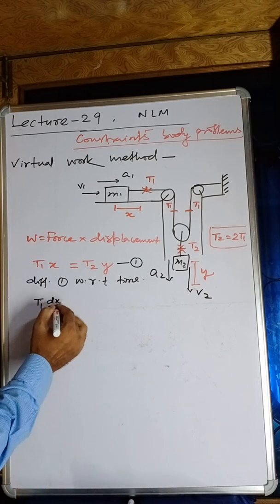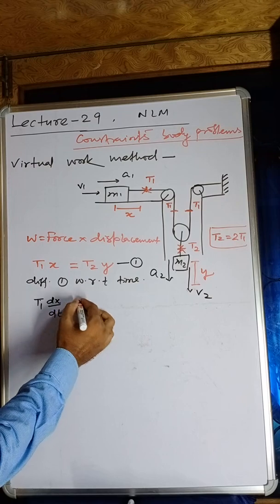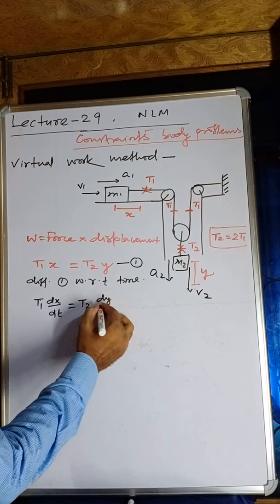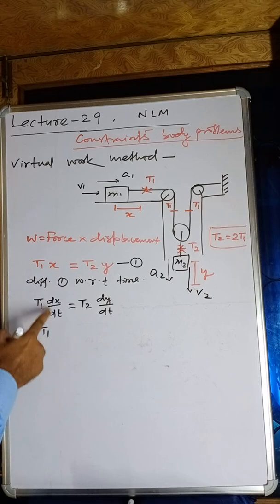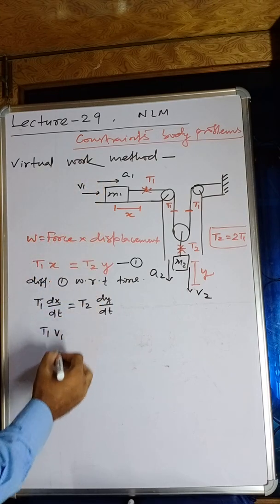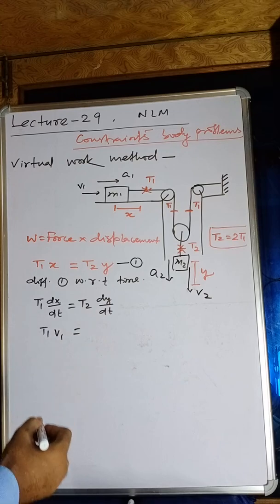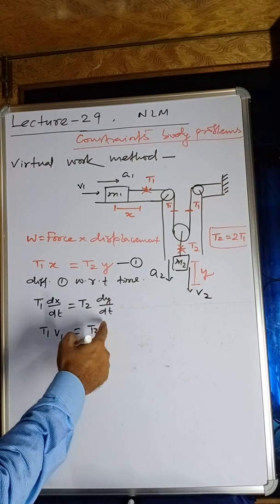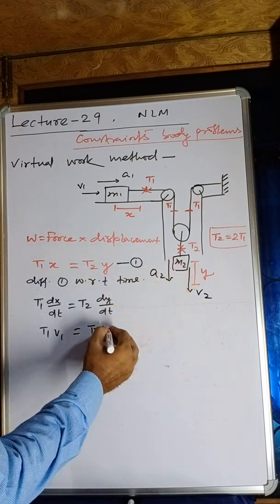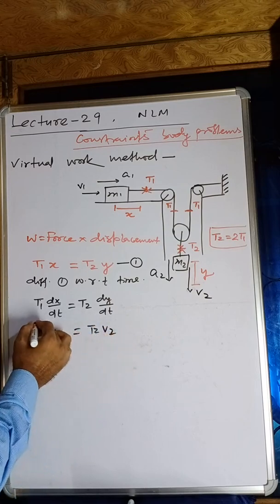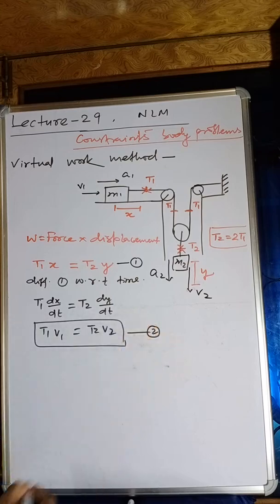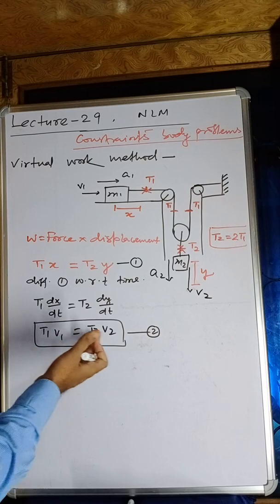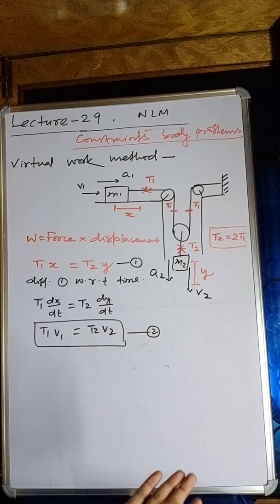So dx by dt is equal to t2 dy by dt. So it is t1, and dx by dt will give you the velocity, that is v1 is equal to t2, and dy by dt will give you the velocity v2. So this is another equation. You can write it in this way also in terms of tensions. Then you can put the value of t1 and t2, and you will get the same equation that we have written previously.